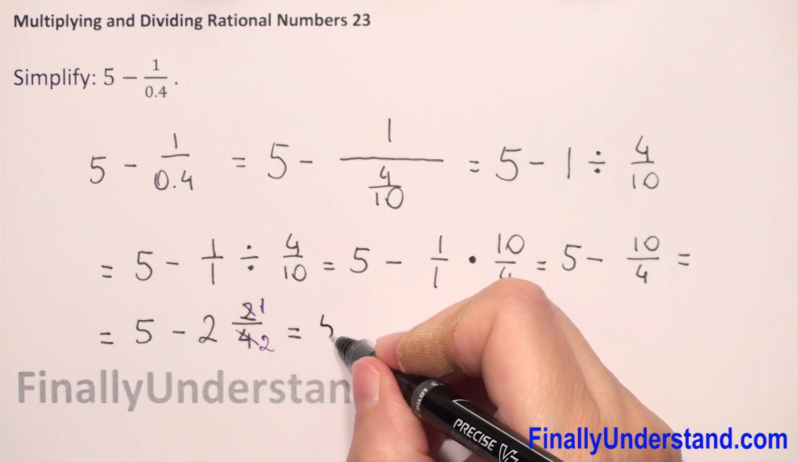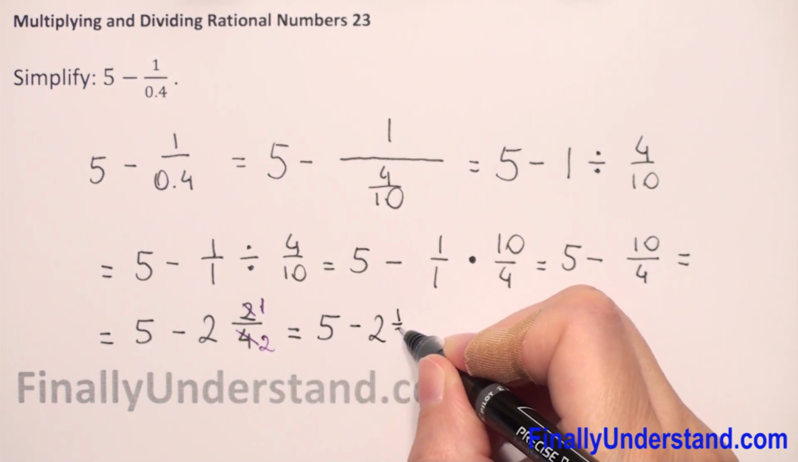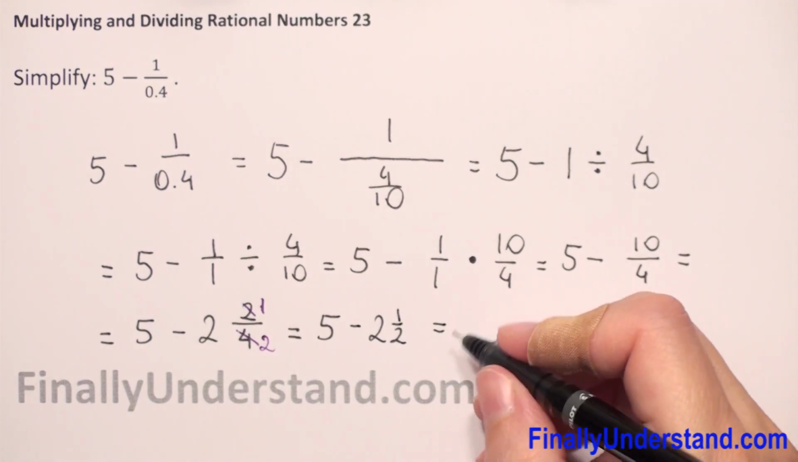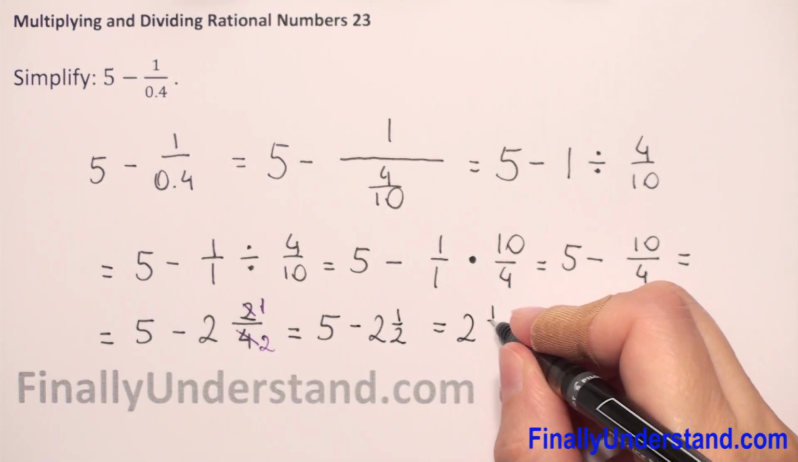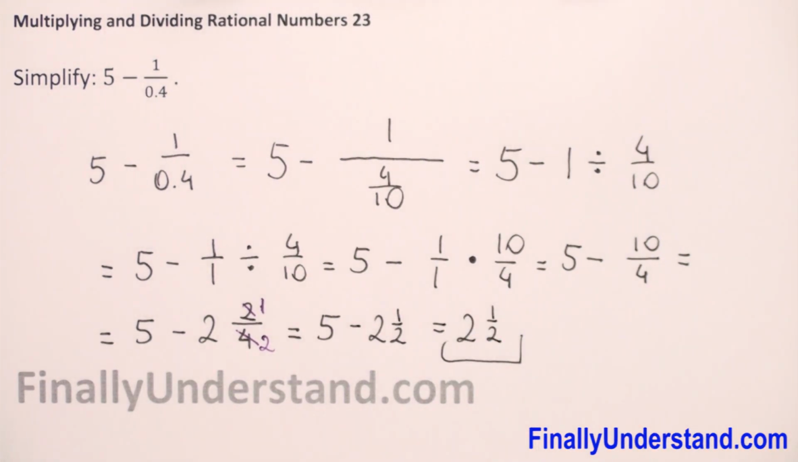So we have 5 minus 2.5. 5 minus 2.5 is 2.5, of course. So this is my solution.